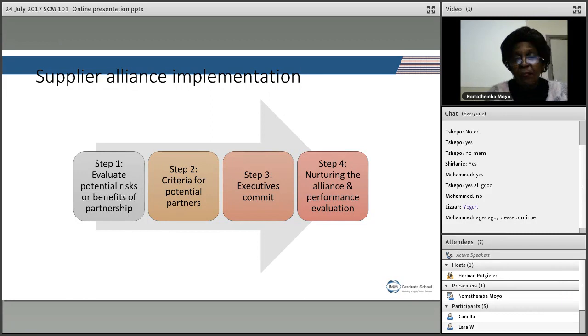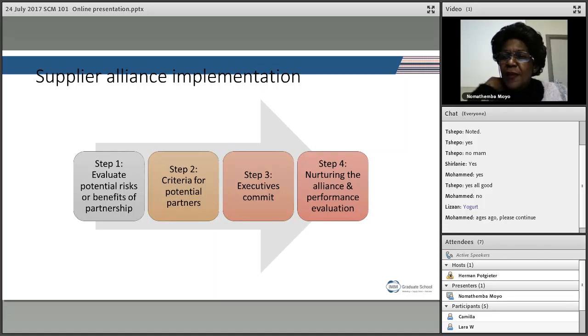Supplier alliance implementation. Step 1, you evaluate potential risks or benefits of partnership. Look at it and say, what are the risks? Step 2, come up with criteria. What is it that will really make somebody become a potential partner to you? What are you looking at? Step 3, the executives, meaning the suppliers' executives and the focal organization's executives, should commit.